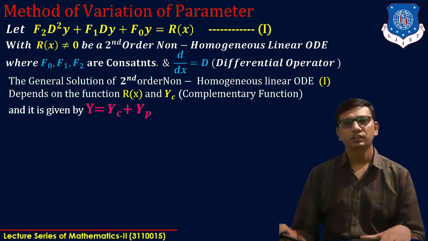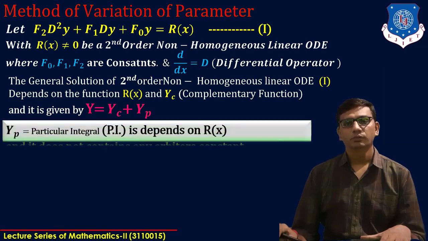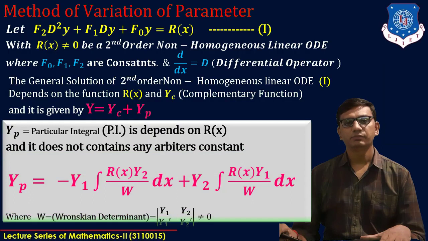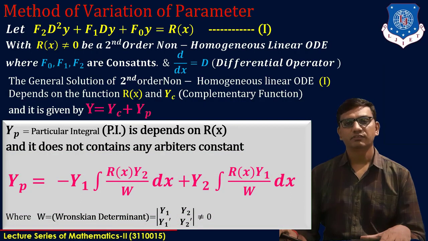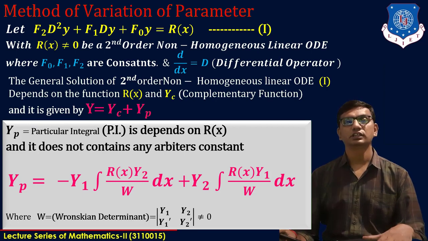Then we find the particular integral, which depends only on the right hand side function Rx and is always free from arbitrary constants. Here we have a formula for finding the particular integral yp. Here yp equal to minus y1 times the integration of Rx y2 upon w dx plus y2 times the integration of Rx y1 upon w dx, where w is the Wronskian determinant, Rx is the given right hand side function, and y1, y2 come from the complementary function. This formula is only applicable for second order non-homogeneous linear differential equations.